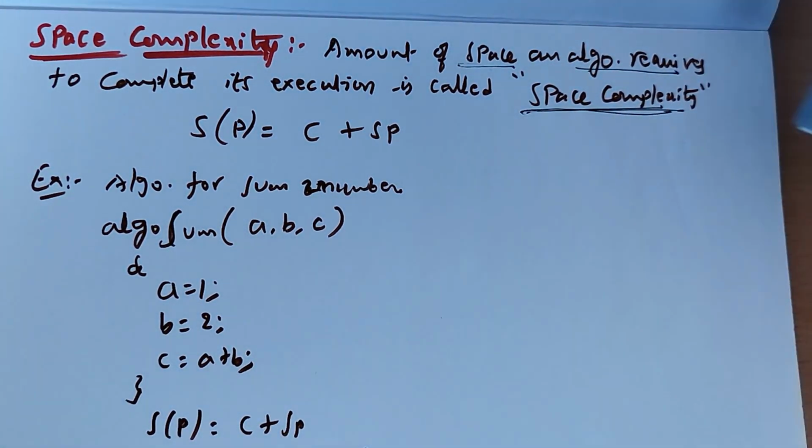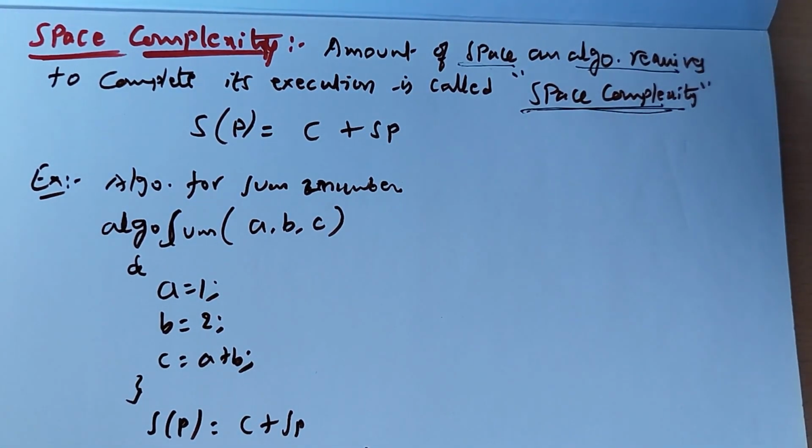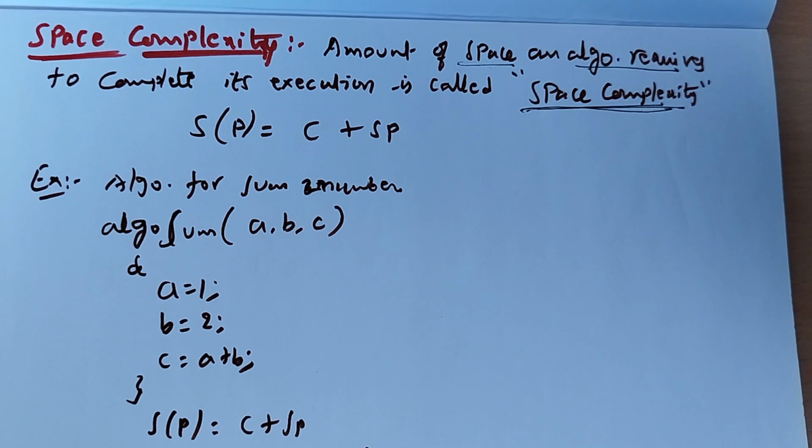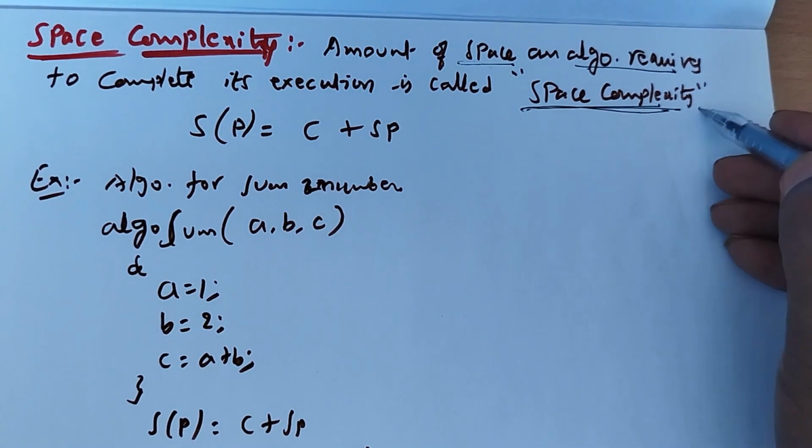What is space complexity? Very simple. You are executing a program, you are executing an algorithm. In that algorithm and that program, we have some variables. To store the variable data, we require the memory location. So, how much space is required to store the data to complete the program execution or algorithm execution? The required amount of space is called space complexity.